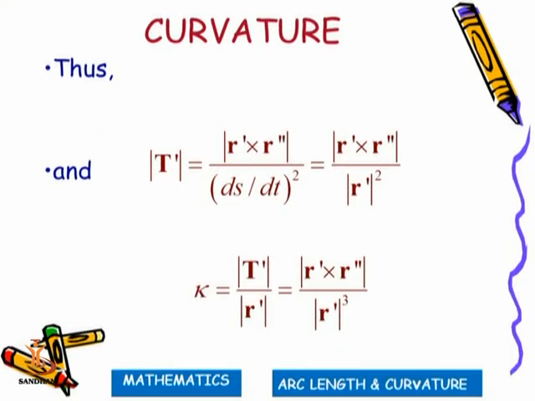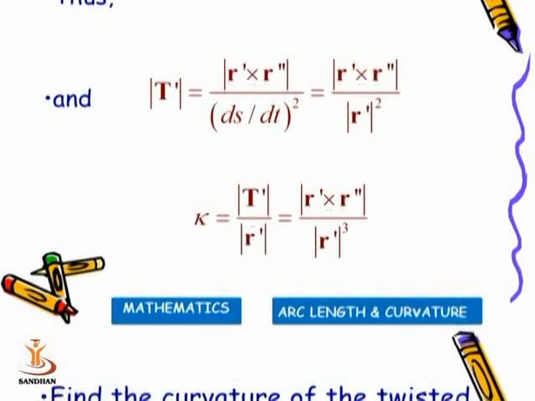Substituting this value here, we will have T dash is equal to r dash cross r double dash upon (ds/dt)², that is |r dash|². So curvature k is |T dash| upon |r dash|. So we have this formula: k = |r dash cross r double dash| upon |r dash|³. So that is how we get this formula.